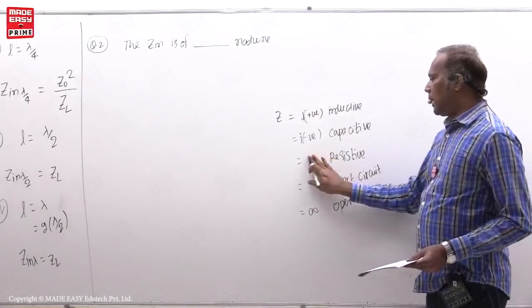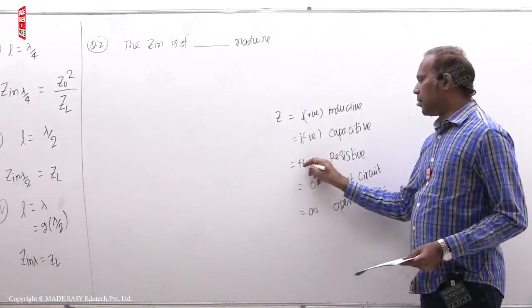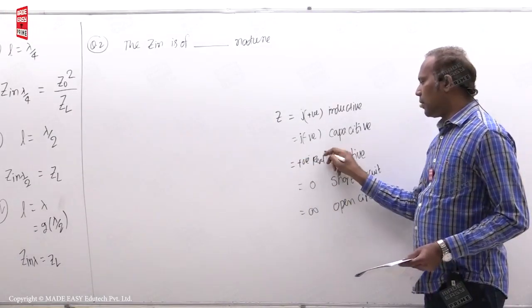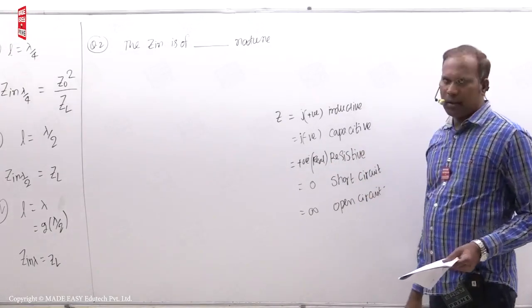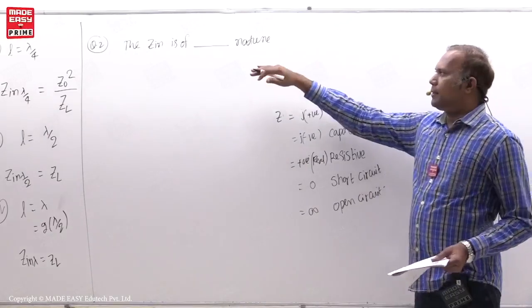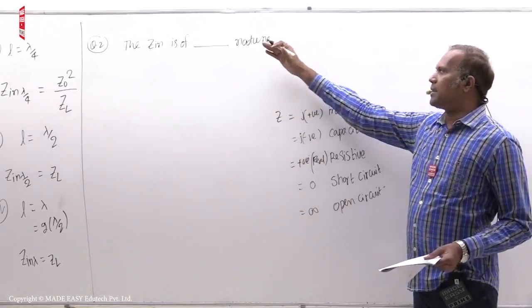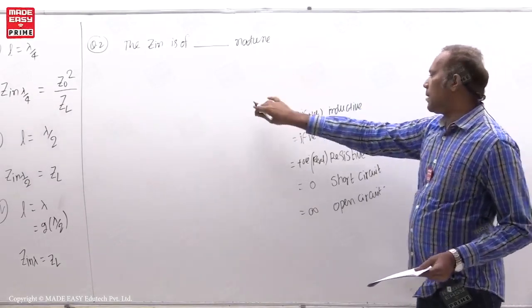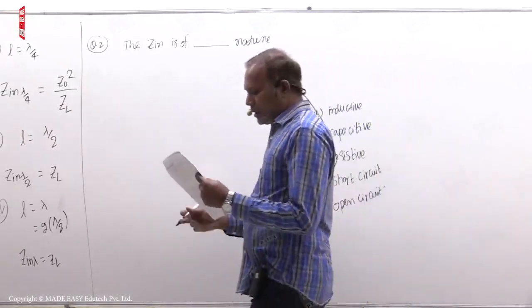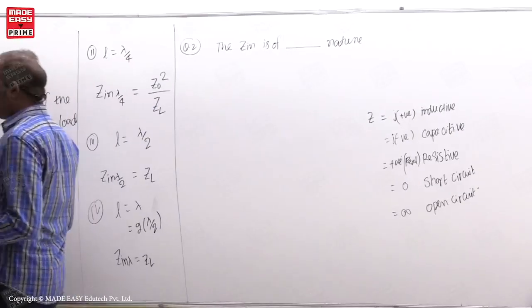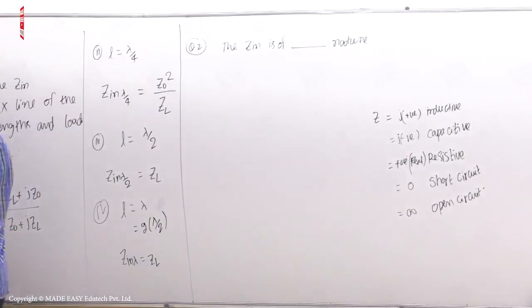Open circuit. And this one, positive and real you got, positive real, that means resistive nature. So which nature is that? The input impedance is of dash nature, maybe inductive nature, capacitive nature, open circuit nature. We have to answer that by finding the input impedance. Okay.